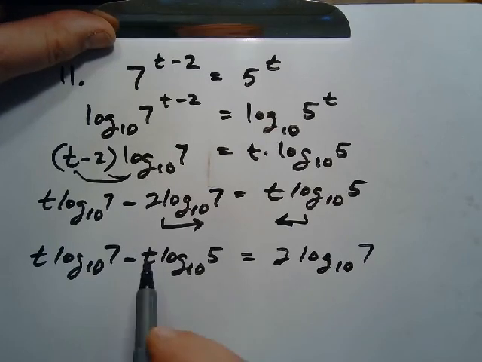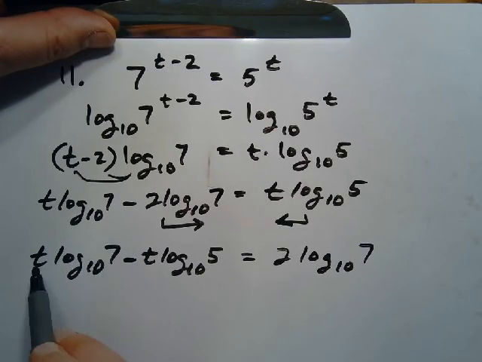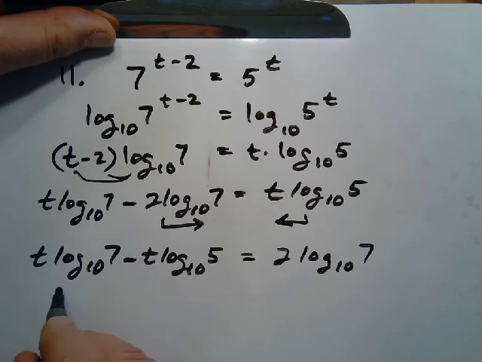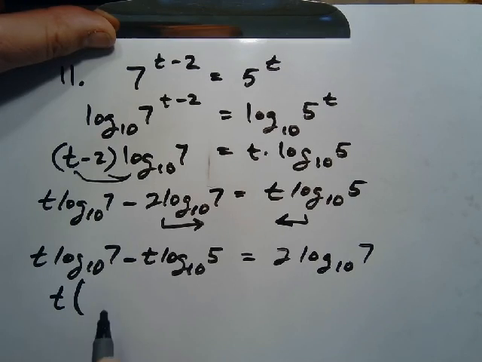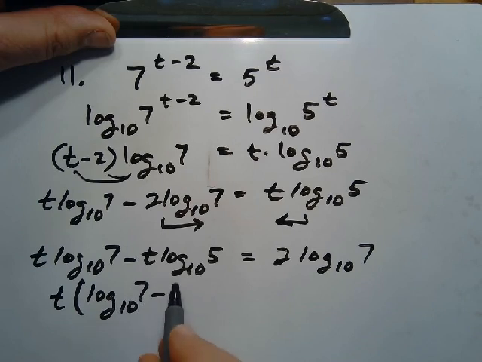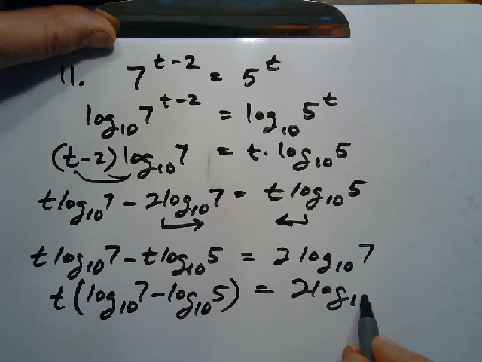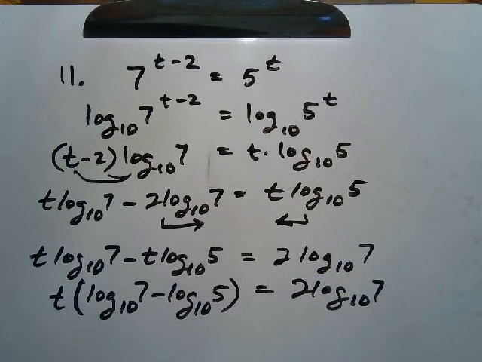Now, the reason we did that is now we have t in both of the terms here. And we can use a well-known tool called factoring. We're going to pull a t out of each of those. And now the variable is in one place. I'm going to take a t out of both terms. Log base 10 of 7 minus log base 10 of 5. And then copy this part down. Okay?